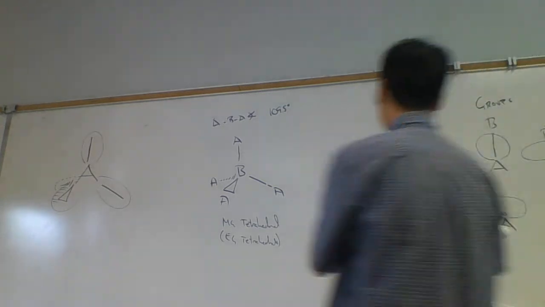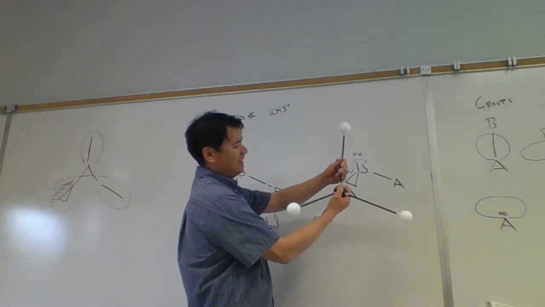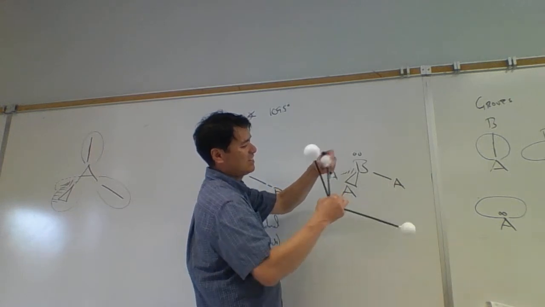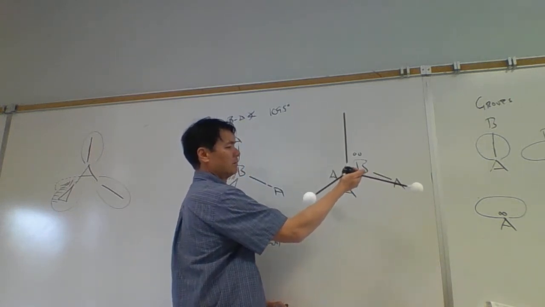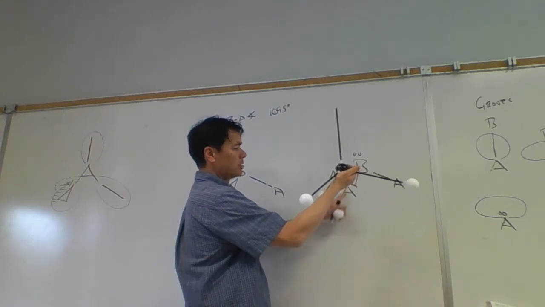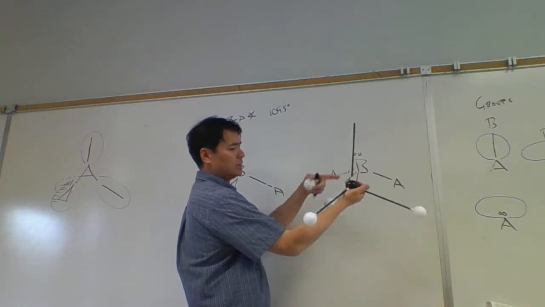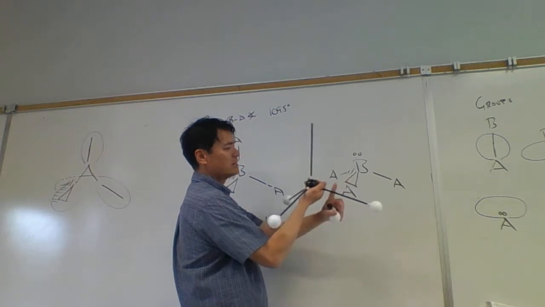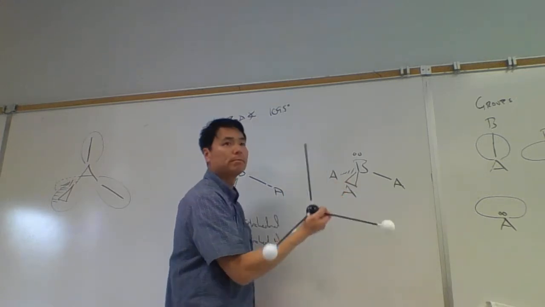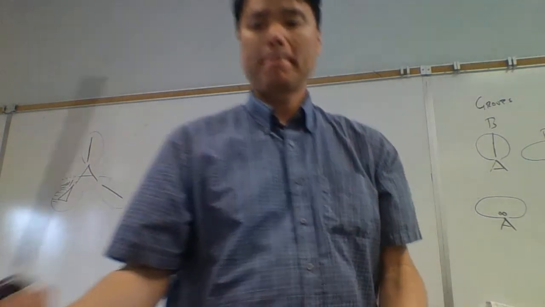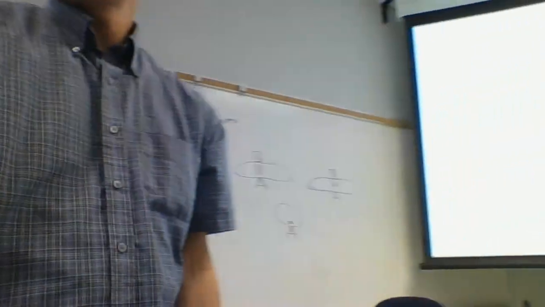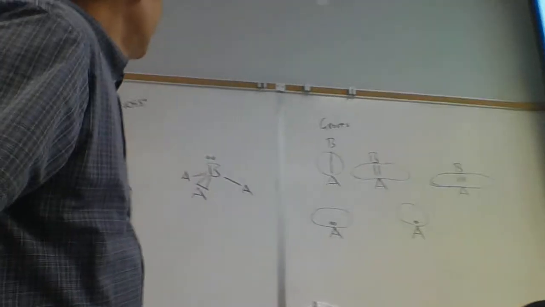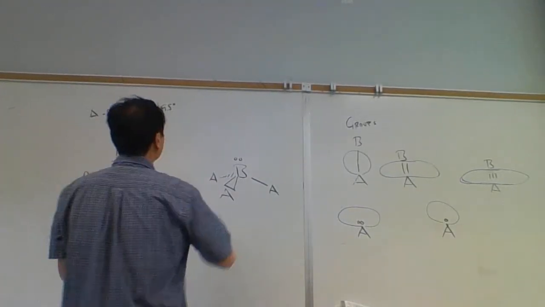So what we have is something like this. We'll just take out this. We've got this lone pair still stuck on here. That's what I'm trying to draw here. So this one's sticking out, this one's going in, this is in the plane, this is in the plane. That's trigonal pyramidal. What's the angle, the ABA angle here?